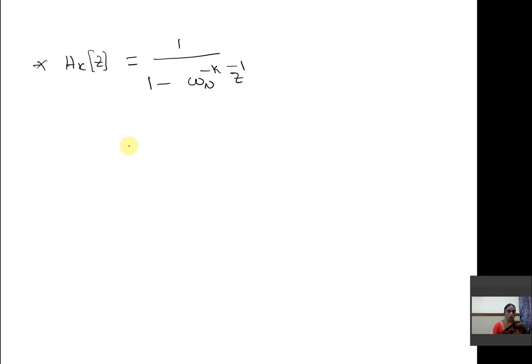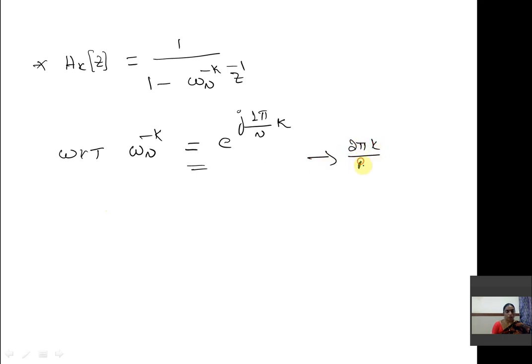Now here, W_N to the power minus k means, we know that e to the power j 2 pi by N k. W_N to the power k is e to the power minus j 2 pi by N k. That's why W_N to the power minus k means this one. So you may consider 2 pi k by N is nothing but omega k. So the frequency, where k is an integer, is 2 pi by N into k. So we can represent it like this.